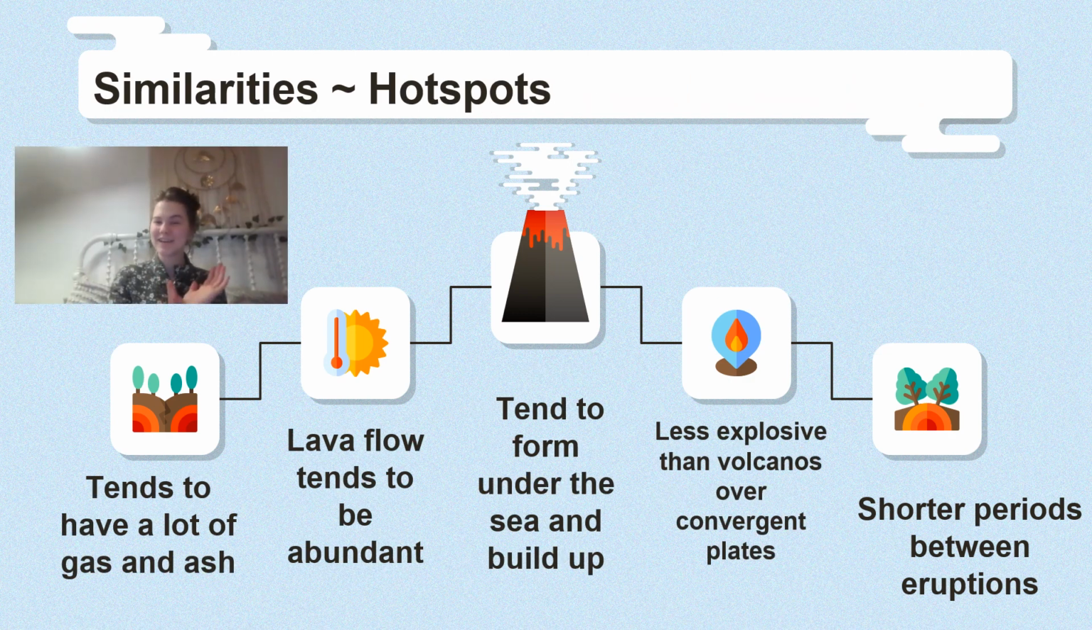All right, our third and final, we have hotspots. These tend to have a lot more gas emissions and ash. The lava flow tends to be abundant, and these usually form under the sea, and there are fewer volcanic explosions compared to convergent plate boundaries. There are also shorter periods of time between explosions.